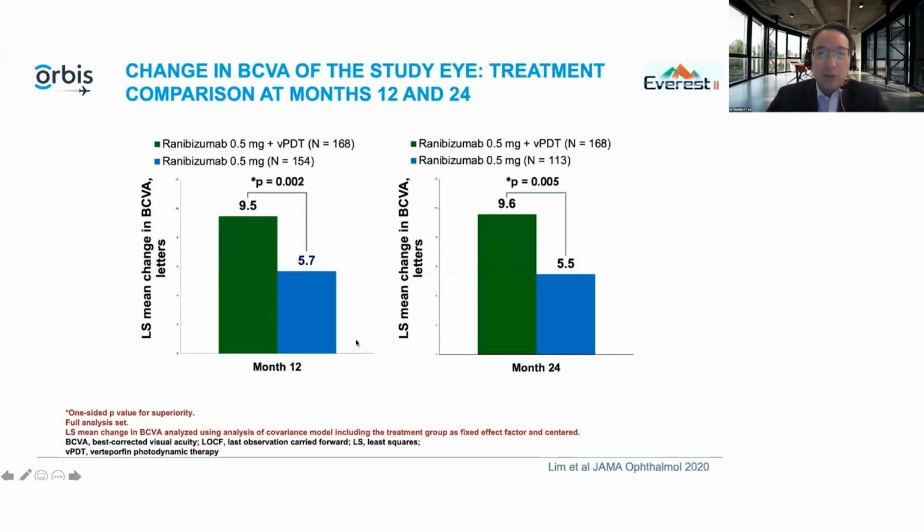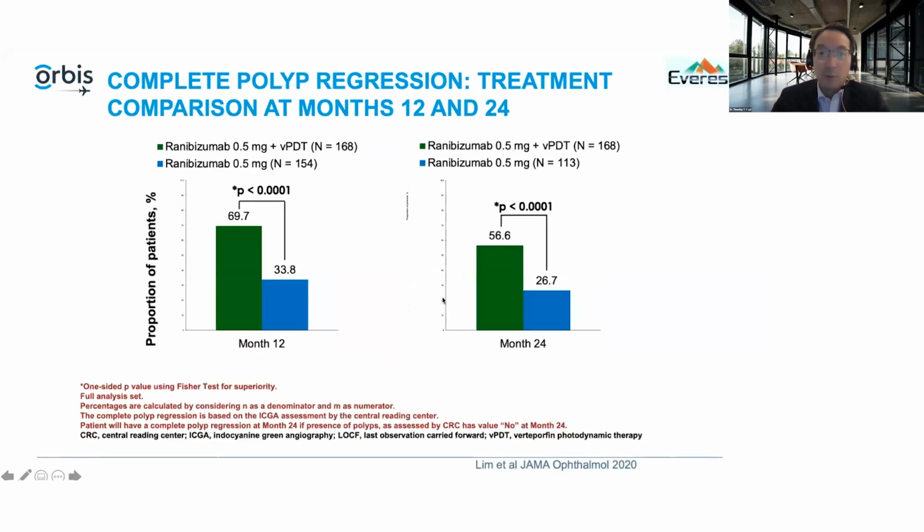If you look at the change in visual acuity at month 12 and month 24, both groups did well. Both groups improved the vision with loading dose of treatment and then as needed treatment. But the improvement was more marked in the combination arm. So for the patients who received ranibizumab plus initial PDT, they had about 9.5, 9.6 letters of visual acuity gain, whereas patients who had ranibizumab loading doses and then as needed treatment gained about 5.5 letters. And this was like a 4-letter difference.